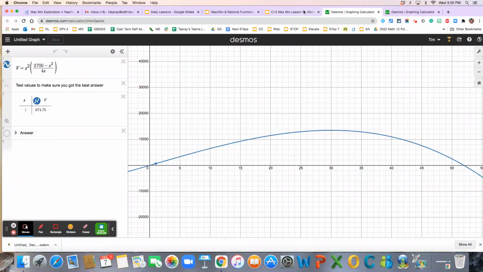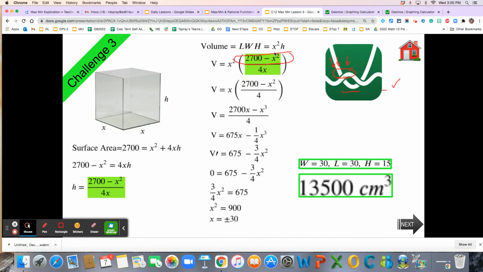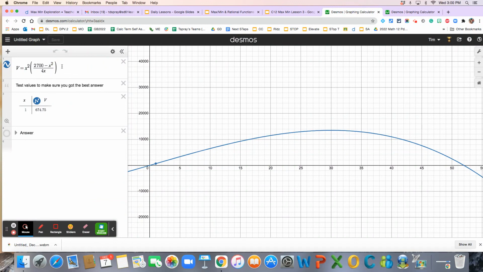Let's take a look at what it looks like on Desmos. And remember, all I was doing there is just putting that equation there into Desmos. So x squared bracket big fat mess into Desmos, and it looks like this. Can you see the big fat mess right there? Can you see that there's a maximum right there with a width of 30, and there's the maximum volume there of 13,500. Okay, so there you go.